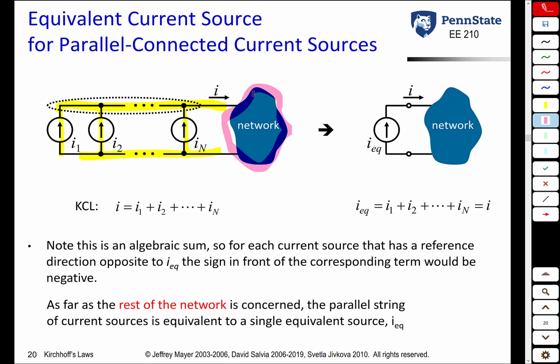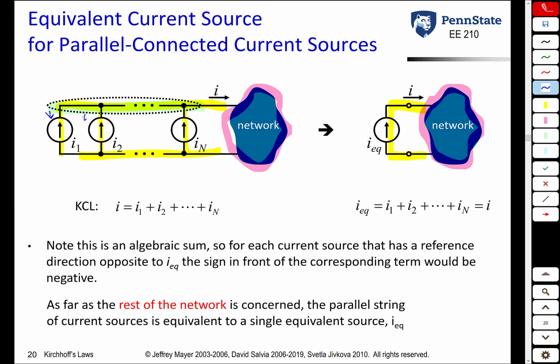As far as the rest of the circuit is concerned, it doesn't know the difference between all of those sources connected in parallel or an equivalent current source. It doesn't know if there's 1 source or 2 sources or 3 sources, etc. All that it knows is that there is some current being provided to it. So looking at this top node here, we can now apply KCL.